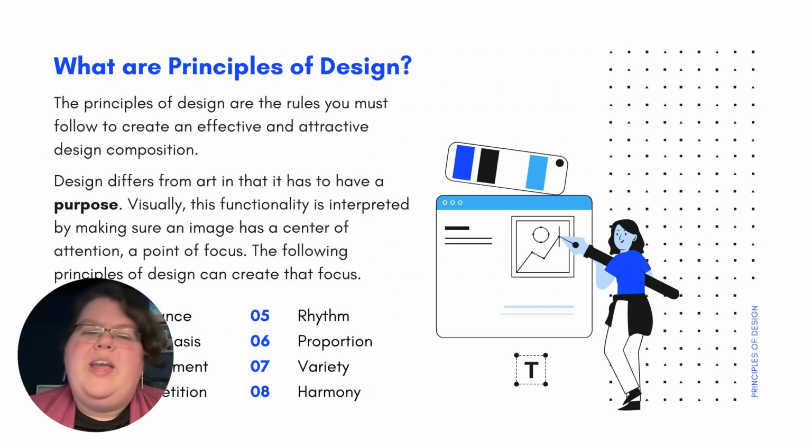So I'm going to go over 8 principles that seem consistent in their inclusion in various lists of principles of design and art. These are balance, emphasis, movement, repetition, rhythm, proportion, variety, and harmony.